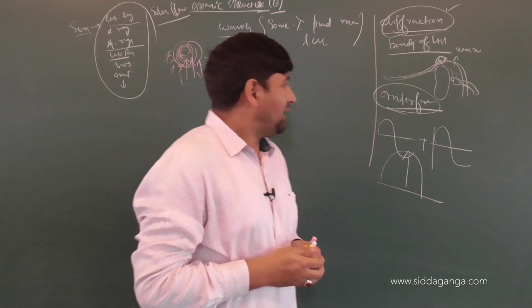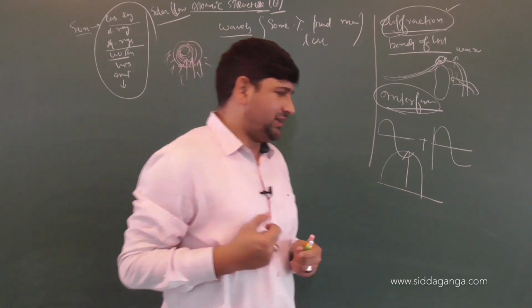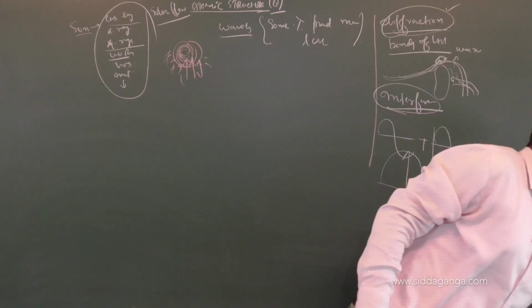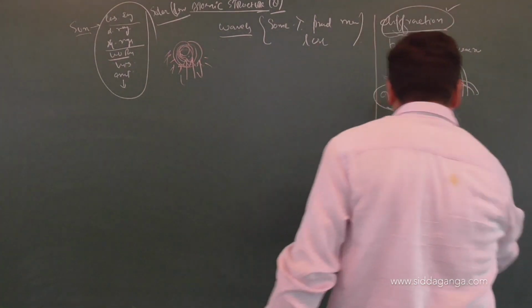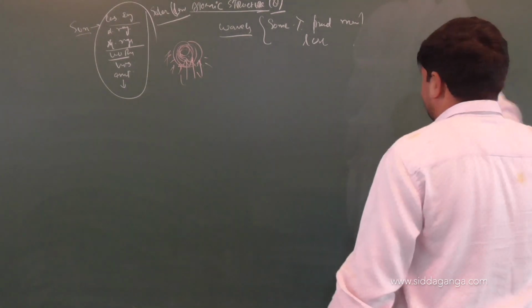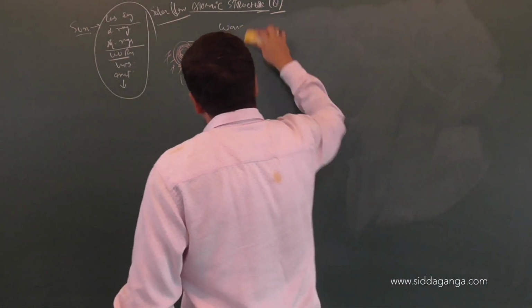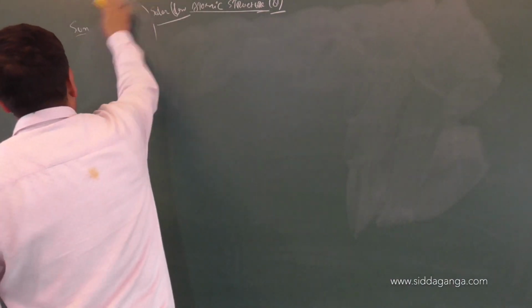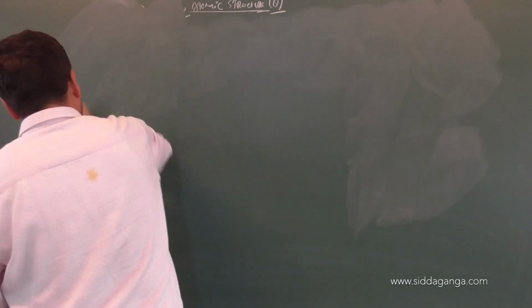Is it clear? However, there were many other things exhibited by light, or by electromagnetic radiations, electromagnetic waves to be precise, which could not be explained according to the wave nature.